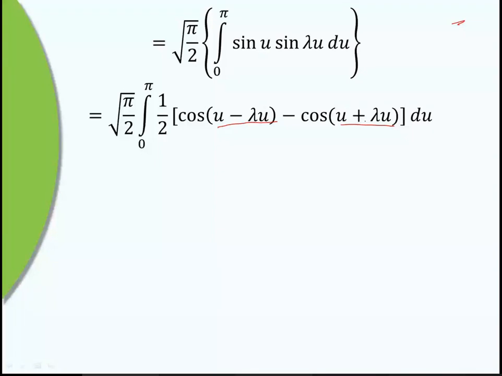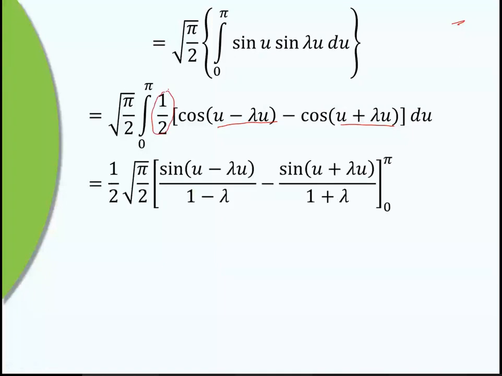Integration of cos is sine. Take the 1 by 2 outside, so it will be 1 by 2 into root pi by 2. Integration of cos is sine of (1 minus lambda) u divided by the derivative of this. Now what is the derivative of this with respect to u? The derivative with respect to u is 1 minus lambda. Minus integration of cos is sine of (1 plus lambda) u divided by the derivative of this, which is 1 plus lambda. Lambda is the constant term, and the derivative of u is 1, so it is 1 plus lambda. Limits from 0 to pi.